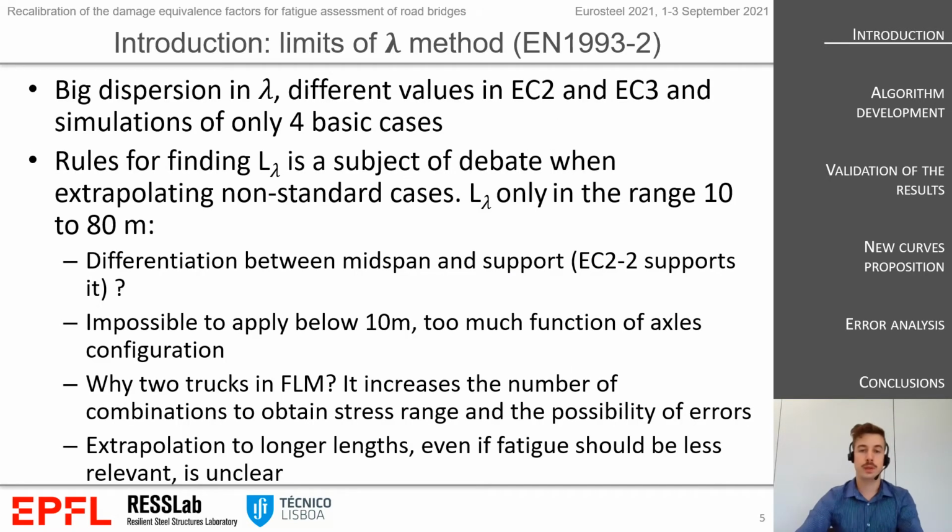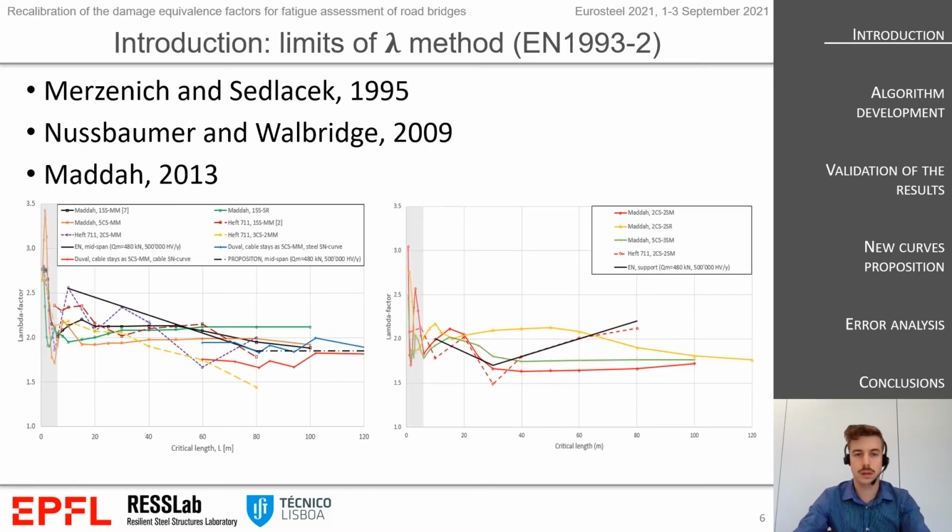The main problem of the lambda method is that we have a big dispersion in the values of lambda 1, because the current curves are based only on 4 cases, and the rules for finding the critical length are not clear and don't cover all the cases. And finally, the most recent simulations prove that the current curves don't correspond to reality.